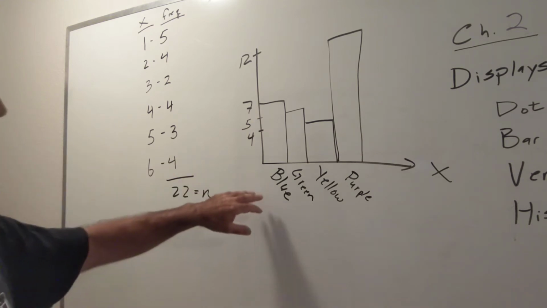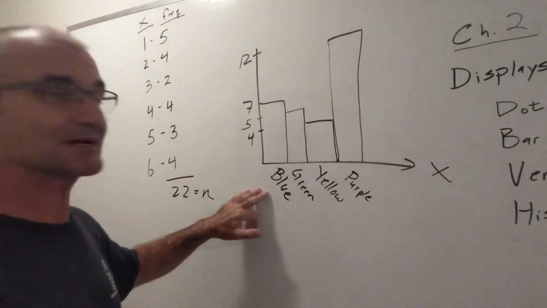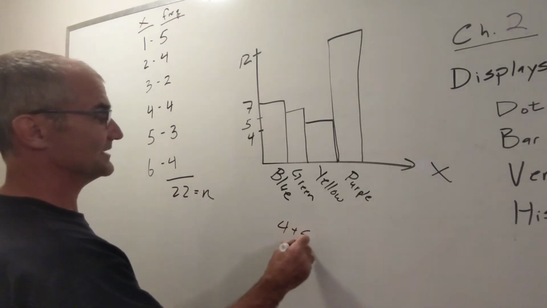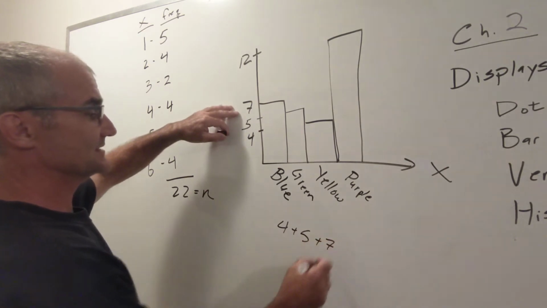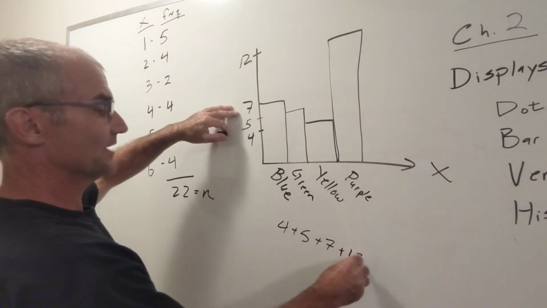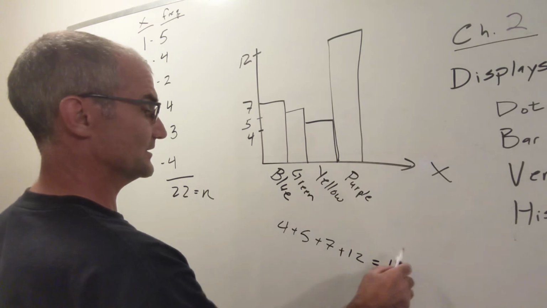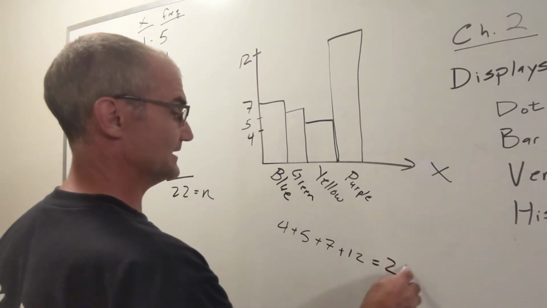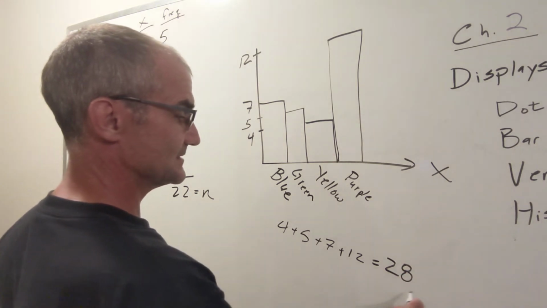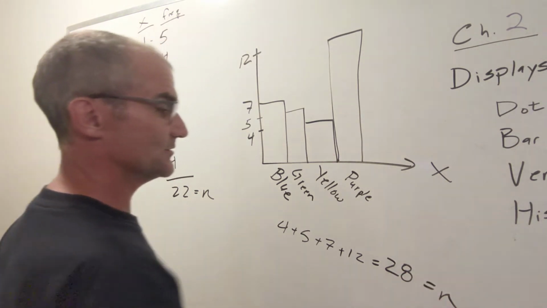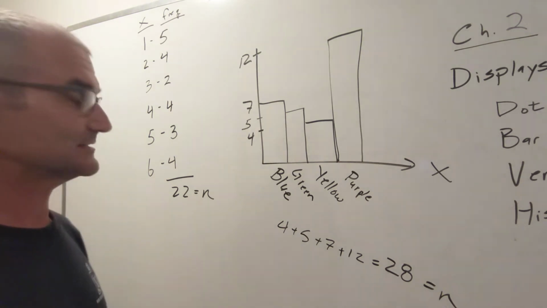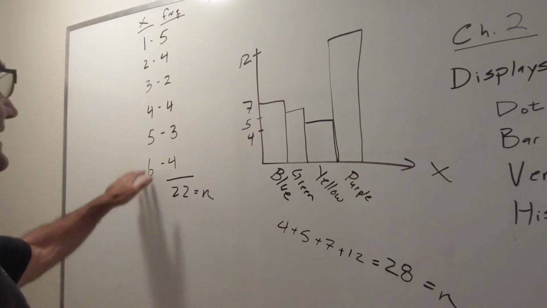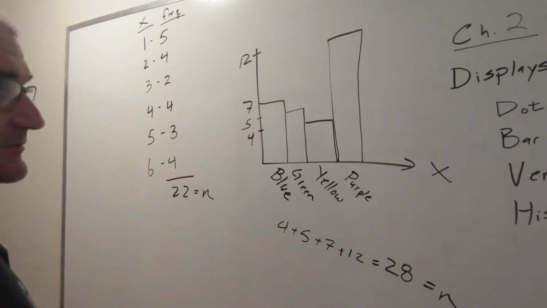If I want to figure out the total number of students in the class who actually voted, I would add up the 4 plus 5, 9, plus 7, 16, plus 12, and I would get a total of 28. So there would be a total of 28 students in the class, and that would be my n value, or the number of people in the population. So this idea of the actual value and how often it occurs is a frequency distribution.